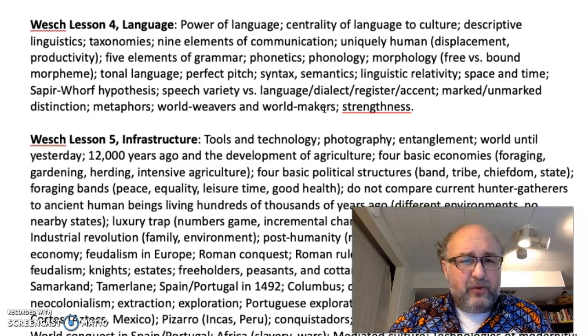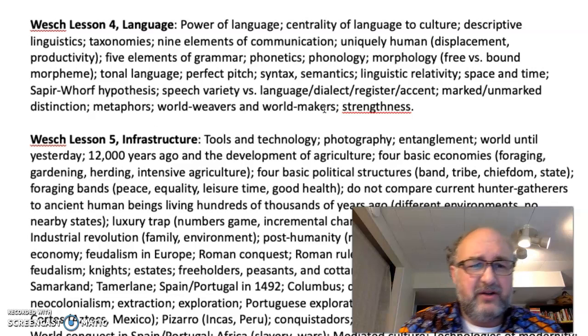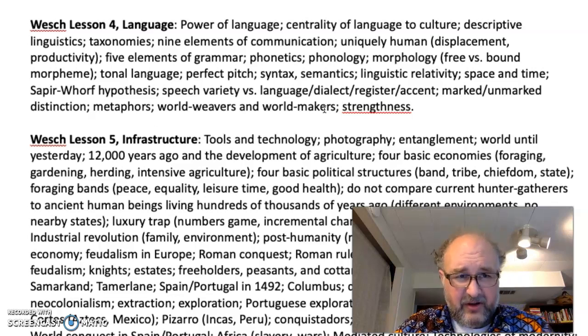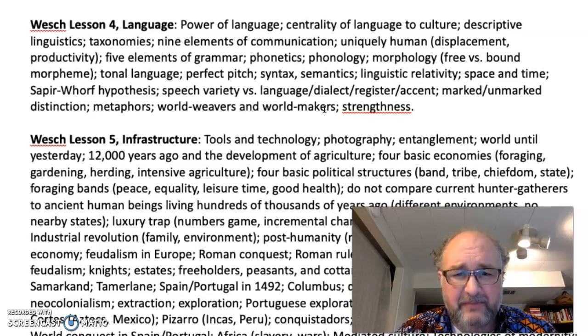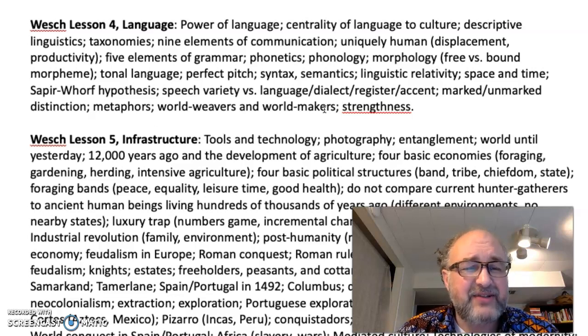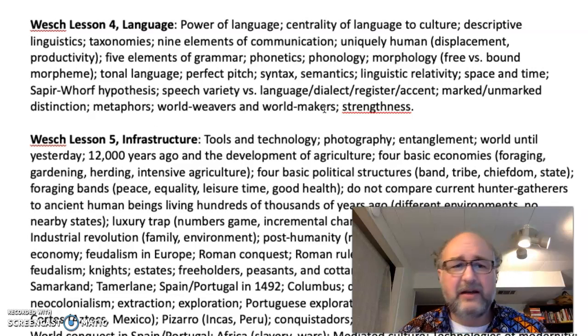Lesson 4, language. Remember the power of language, the centrality of language to culture. We are working in what is called descriptive linguistics here. It's another field close to anthropology, but very different. Taxonomies. These are systems for organizing information.